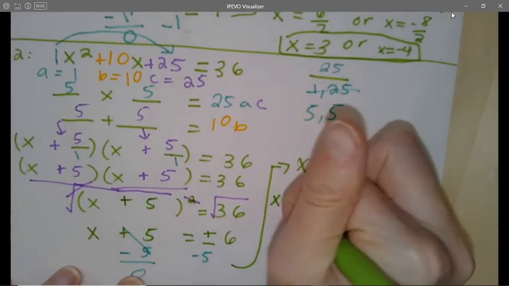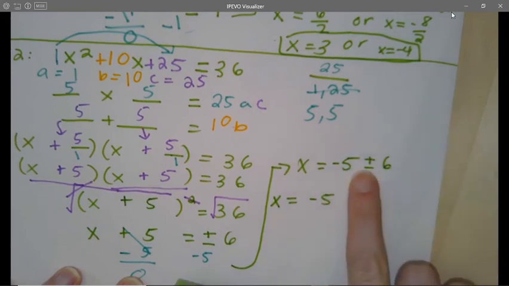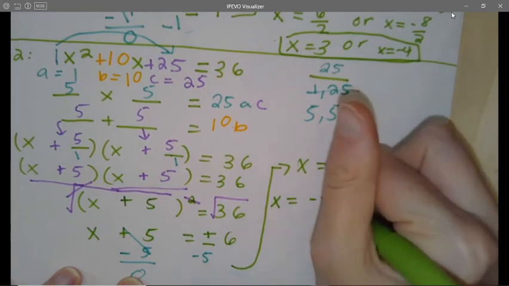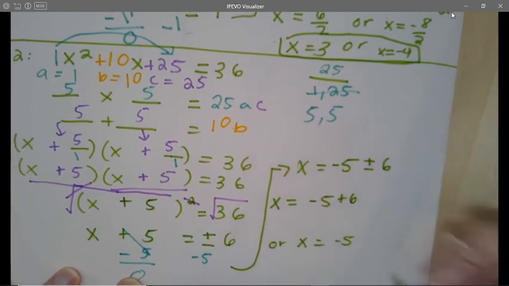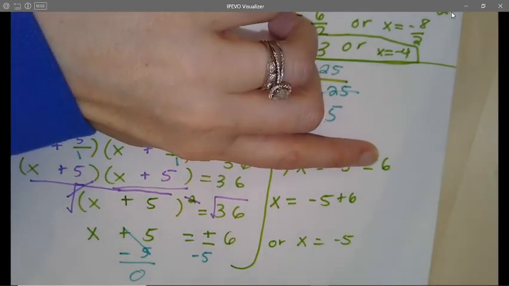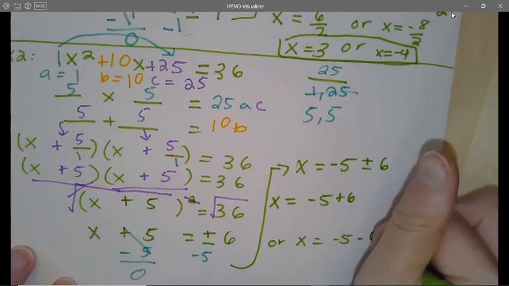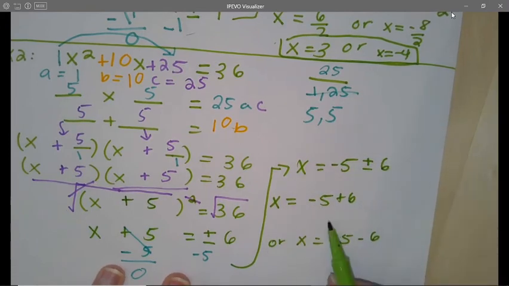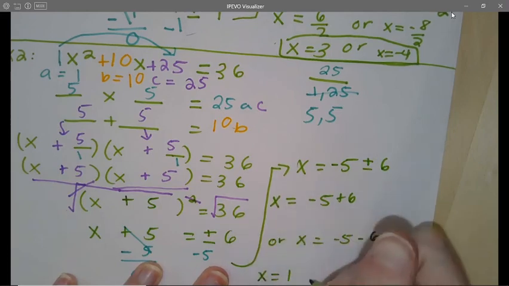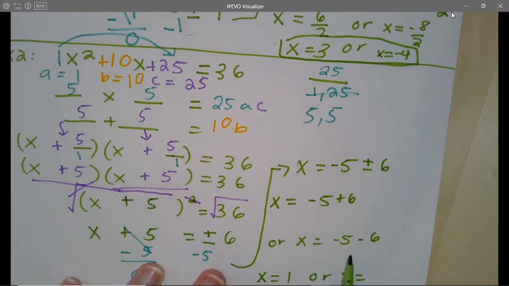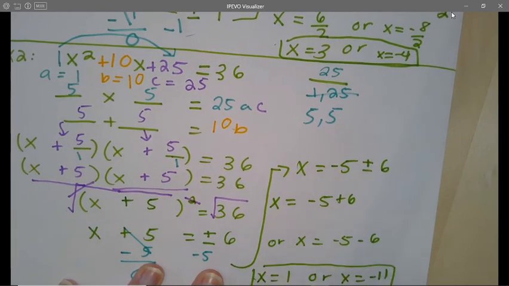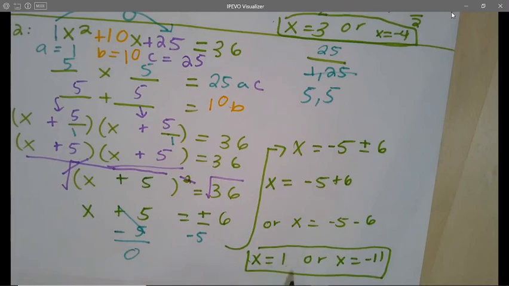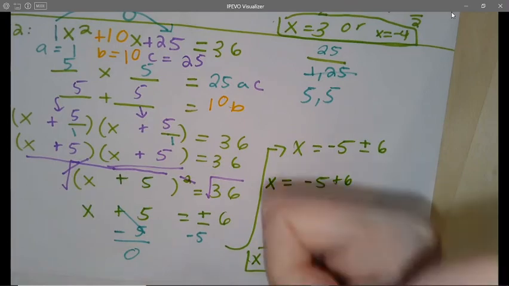Okay? And I'm just going to solve for x. So one time I'm going to have x equals -5 plus 6. And then one time I'm going to have x equals -5, and then this time it'll be -6. Okay, let's see what we get. So -5 plus 6 is 1, so x could be 1, or x could equal -5 minus 6, which is -11. So those would be my two answers. So these are my zeros, my roots, my x-intercepts, or my solutions. Nice work, everyone.